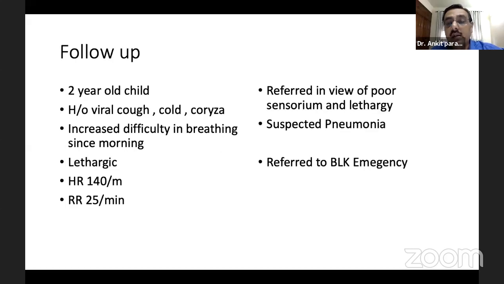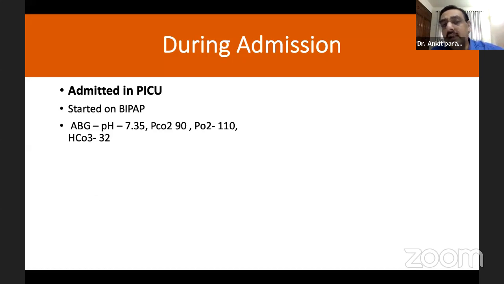Now this child was seen again at 2 years of age when this child got a viral infection, had a cough, cold, coryza, and difficulty in breathing. But the lethargy was out of proportion. The tachycardia was there, but there was no significant tachypnea. Because of poor sensorium and lethargy, this child was referred to us as suspected pneumonia. Now, the tachypnea wasn't there, and we had in the back of our mind that yes, this child had some hypertonia. So this child was appearing more sick than what we expect this child to look like. So this child was taken to the ICU and had to be put on BiPAP.